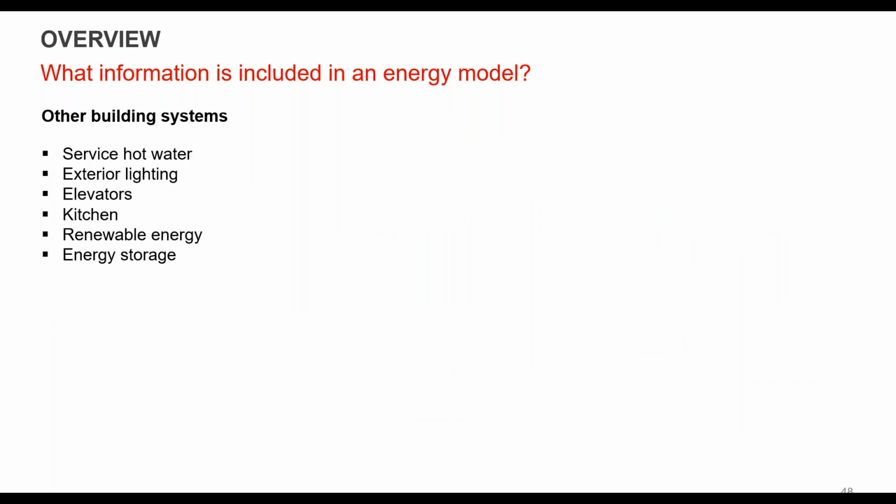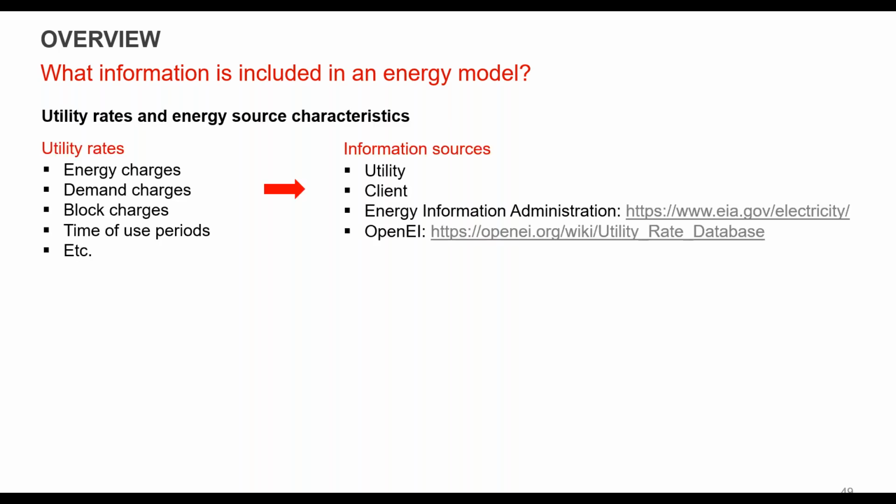And then what other systems? Again, we talked that this might be included. You might need to model it, you might not. If you're doing code or LEED, you need to include everything that consumes energy. So you would be including all this, but you might not include it: service hot water, lighting, other process loads, elevators, kitchens, renewables, energy storage. So again, just an idea of what you might need to be gathering.